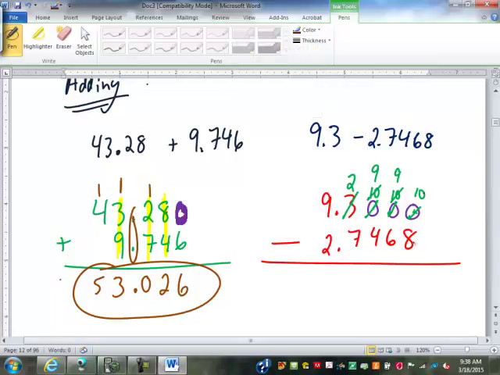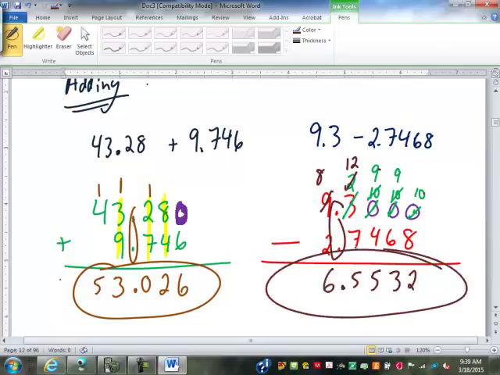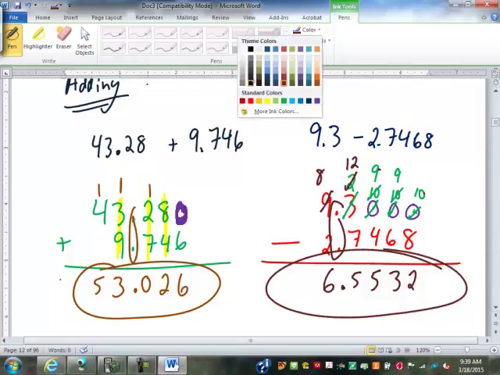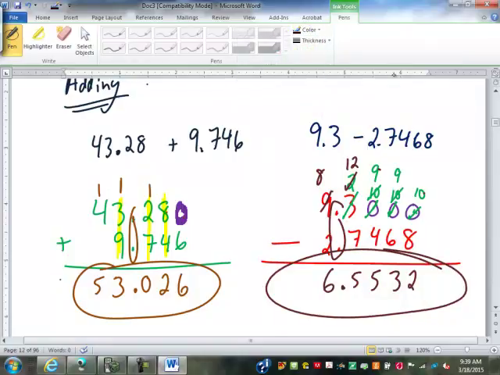Now I can subtract. 10 minus 8 is 2. 9 minus 6, 3. 9 minus 4 is 5. 2 minus 7, can't be done. We're going to borrow from the 9. Does the decimal point affect this at all? No. Good. So that borrow from the 9, that's an 8. This is now a 12. 12 minus 7, 5. Can I do 8 minus 2? No. What do I have to do first? Bring down the decimal point. 8 minus 2 is 6. So there it is, 6.5532. Any questions? Cool.